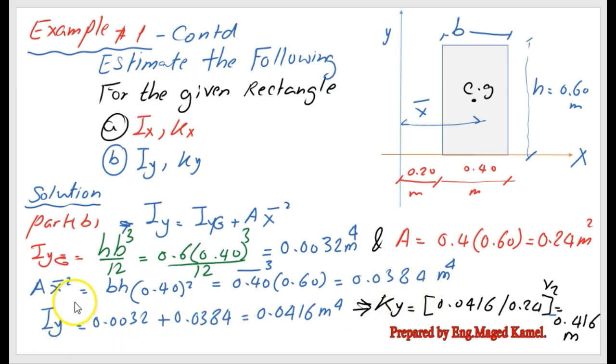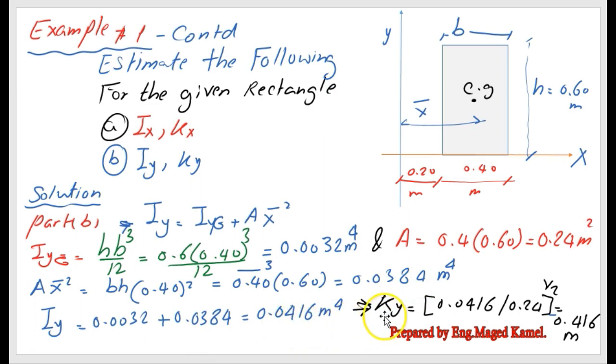So our Iy is the summation of both terms. The first term equals 0.0032, plus our A x bar squared, equal to 0.0384. It will give us 0.0416.